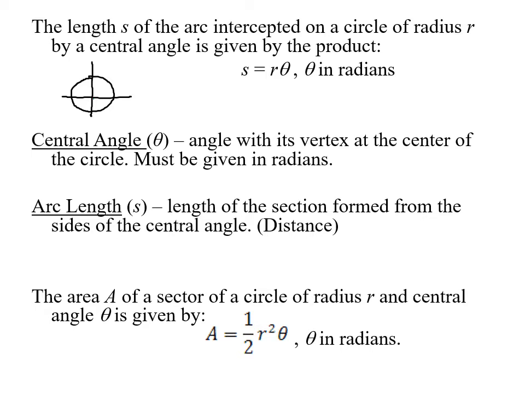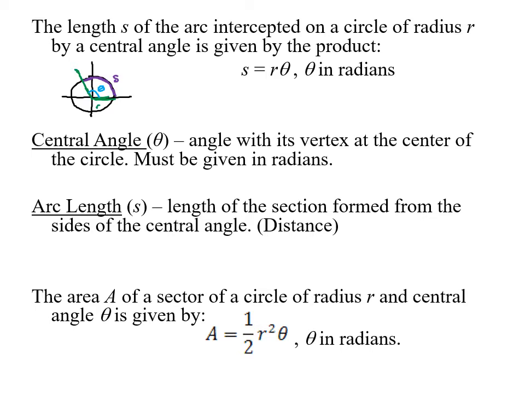So this would be a radius. So your radius is R there. You'll have an angle, doesn't matter where it is, maybe we put it over here. So you have an angle on the inside that is theta. Your arc length is S, and so that's the part on the outside of the circle. This is S.